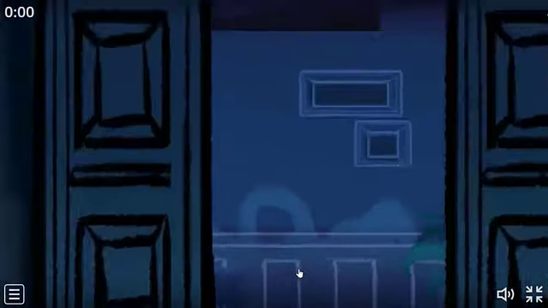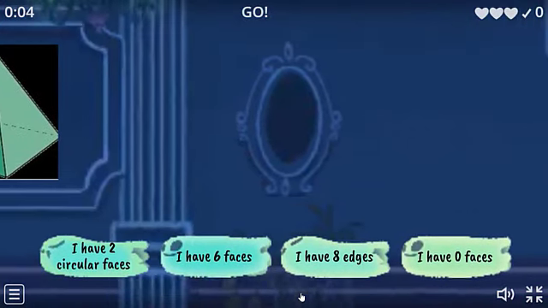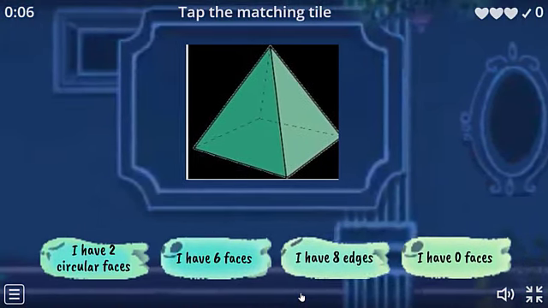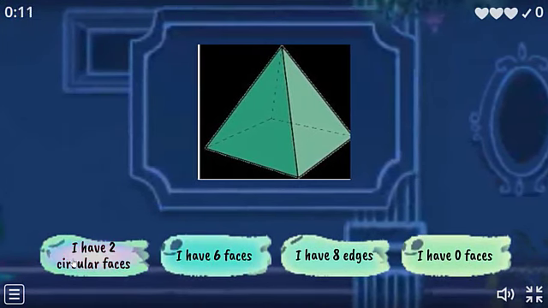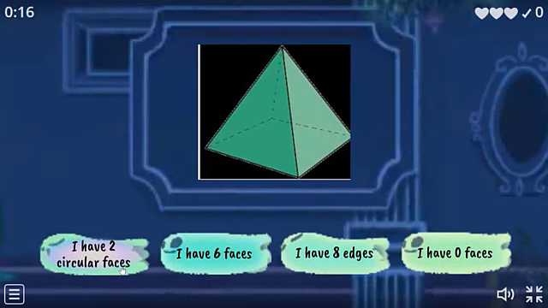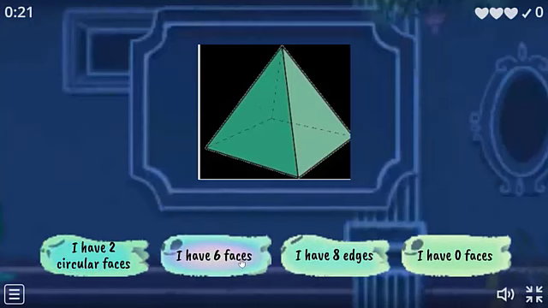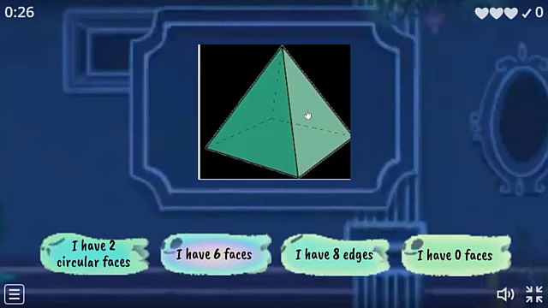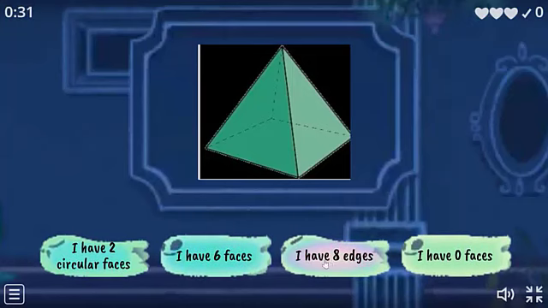Now it's time for playing. Let's start. This is a square-based pyramid. Does the square-based pyramid have two circular faces? No. It has 5 faces. I have 6 faces. Does the square-based pyramid have 6 faces? No, only 5.